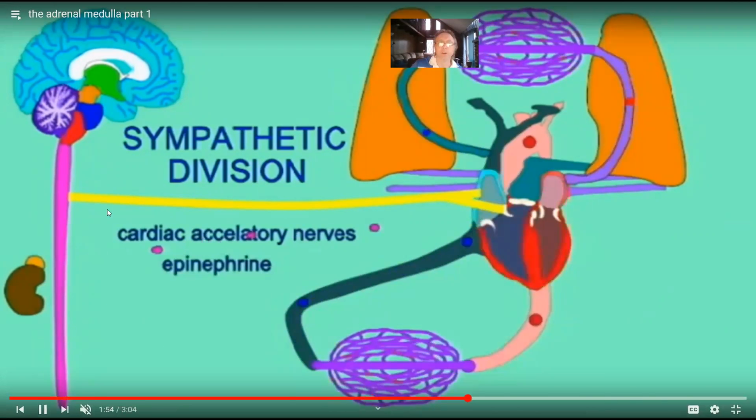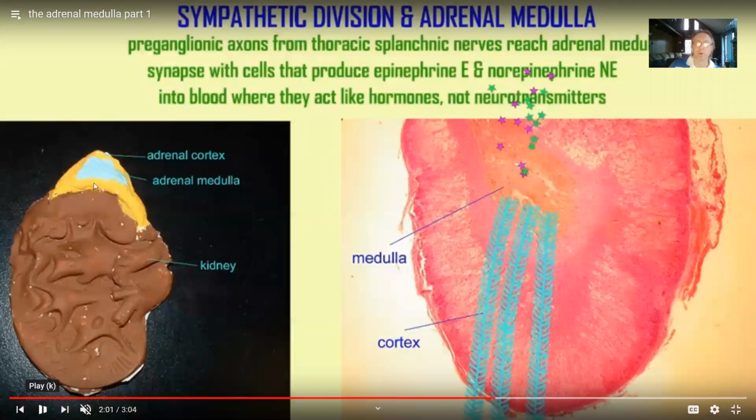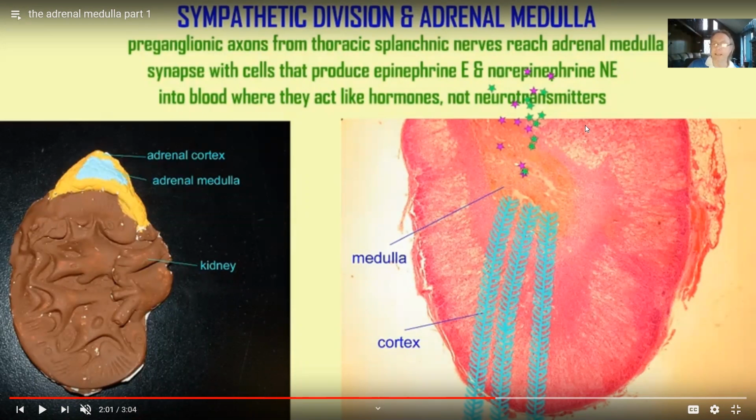All right. So this adrenal gland has a cortex, and the cortex makes lots of interesting hormones, very important in the stress response, like the glucocorticoids, but that's part of a different lecture, and a middle, which we call the medulla. All right, so there's an outer cortex, and there is an inner medulla. The preganglionic axons from thoracic splanchnic nerves reach the adrenal medulla, where they synapse with cells that release epinephrine and norepinephrine.